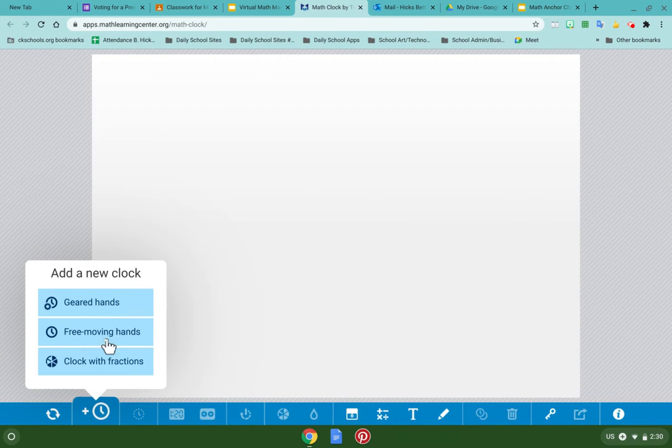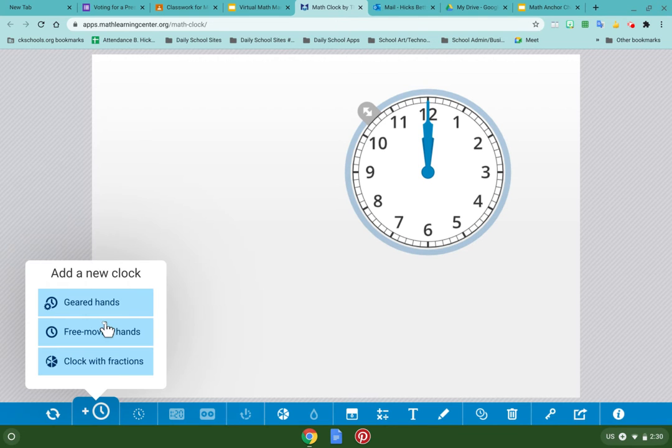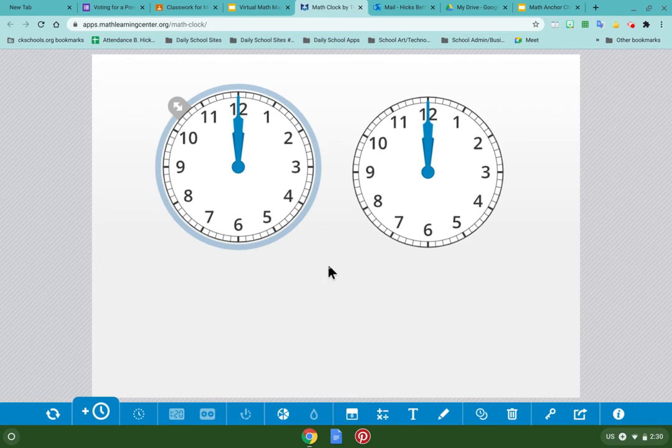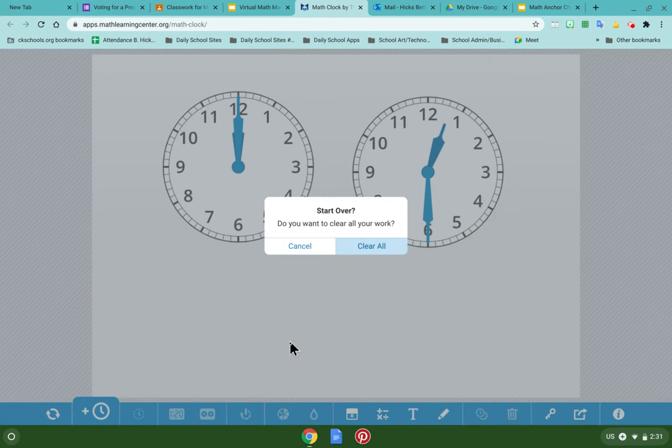So we'll put another clock, free moving hands. You could do another clock. Let's see if it'll add more than one at a time. It will. You can slide it over. So you can show them time and you can move the hands. Like if you wanted to show them counting by fives, you could go 5, 10, 15, 20, 25, 30. You can show them how the half hand is in between. Then they can erase. All right.